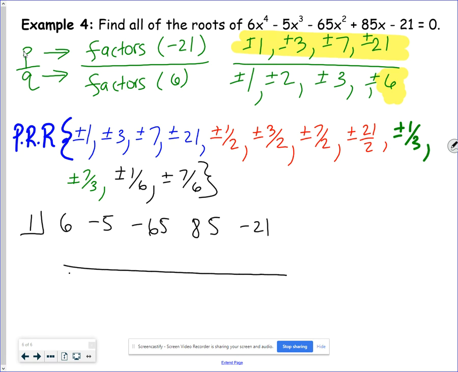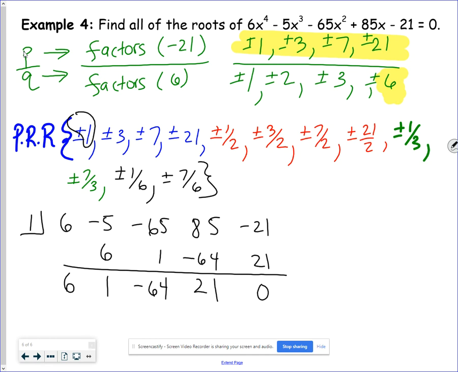All right, so let's drop the 6 down. 1 times 6 is 6. Negative 5 plus 6 is 1. 1 times 1 is 1. We get negative 64. 1 times negative 64 is negative 64. What do we get here? 21. And then 1 times 21 is 21. Oh, wow, we got lucky. Okay, this normally doesn't happen, but if it does, that's really good. We got lucky. We found one already that works. So let's circle that. So we know 1 is a root to this.